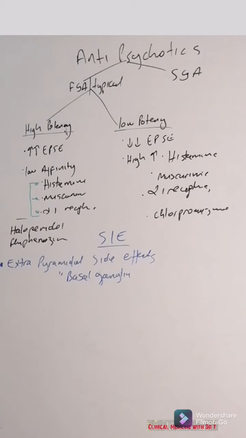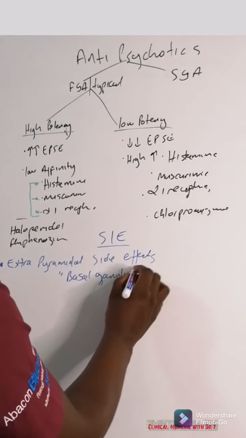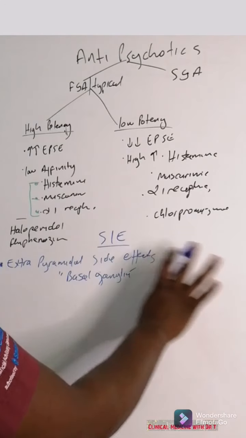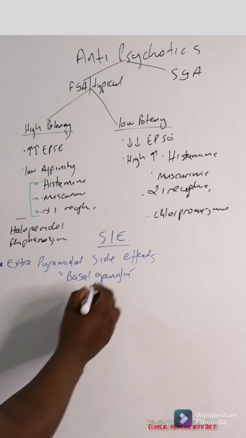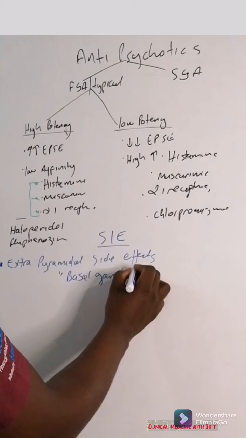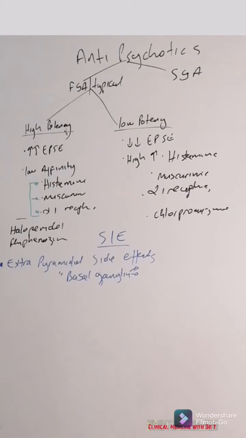And it's not pyramidal. It's not within the pyramids. It's an extrapyramidal tract. The structures that make up the basal ganglia are the globus pallidus, your putamen, your substantia nigra, things like that. But I will do a video on that. So it's your extrapyramidal side effects, and it's good to know which ones, because just saying extrapyramidal side effects is maybe 1 mark.